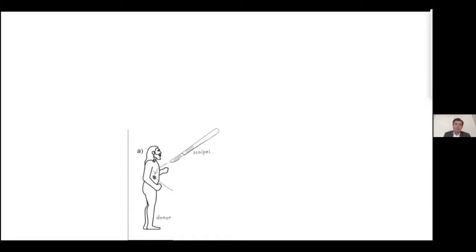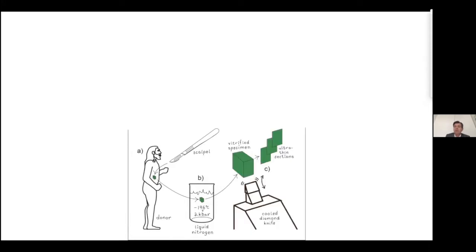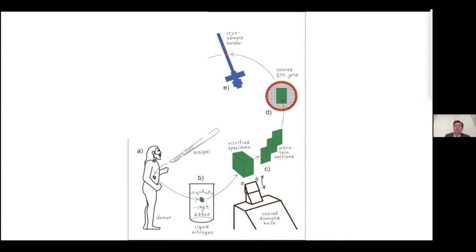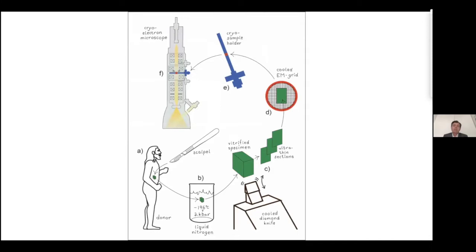One takes a sample, a piece of skin, for example, from the arm or from the abdomen. You put it into liquid nitrogen to vitrify it, and then you cut it into ultra-thin sections, which are then posed on cool-down electron microscopy grids, which are inserted into a cryo sample holder, which then is mounted in a cryo-electron microscope, and then you take the cryo-electron micrographs.